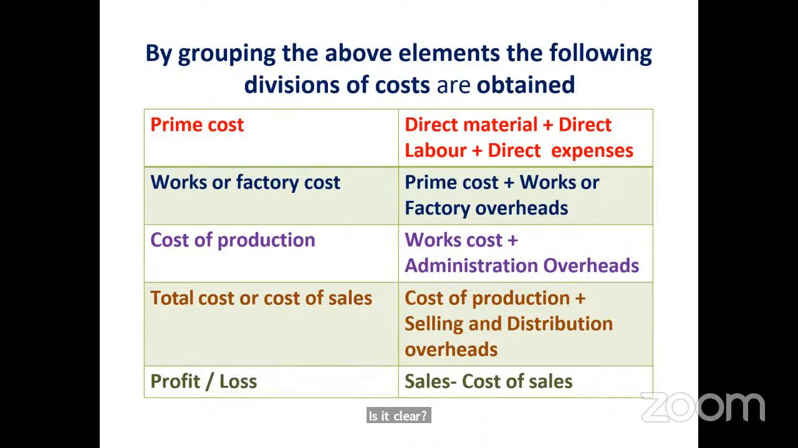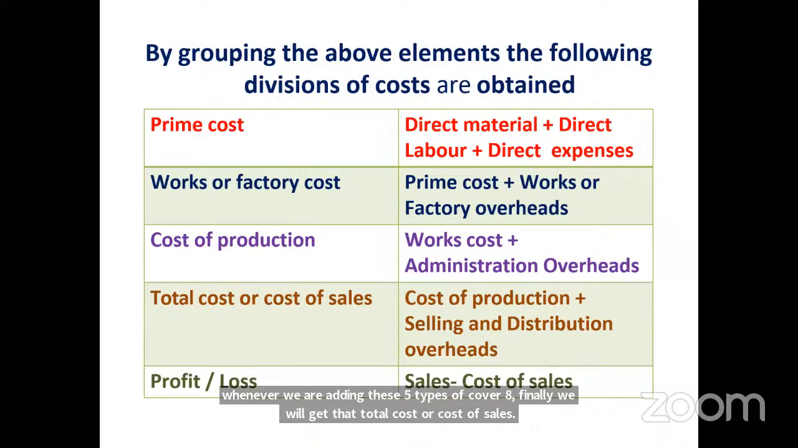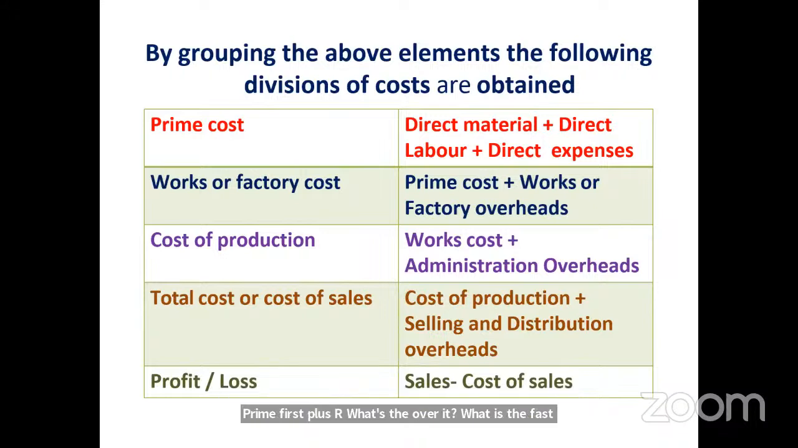Direct components means direct labor plus direct expenses plus direct material. Then now come overheads. How many types of overheads have we already discussed? Five types. Very good. So whenever we add these five types of overhead, finally we will get the total cost or cost of sales. Prime cost plus works or factory overhead. What is the first overhead? Production overhead, works overhead or factory overhead. If we add works overhead, factory overhead or production overhead to the prime cost, what will we get? Factory cost or works cost.